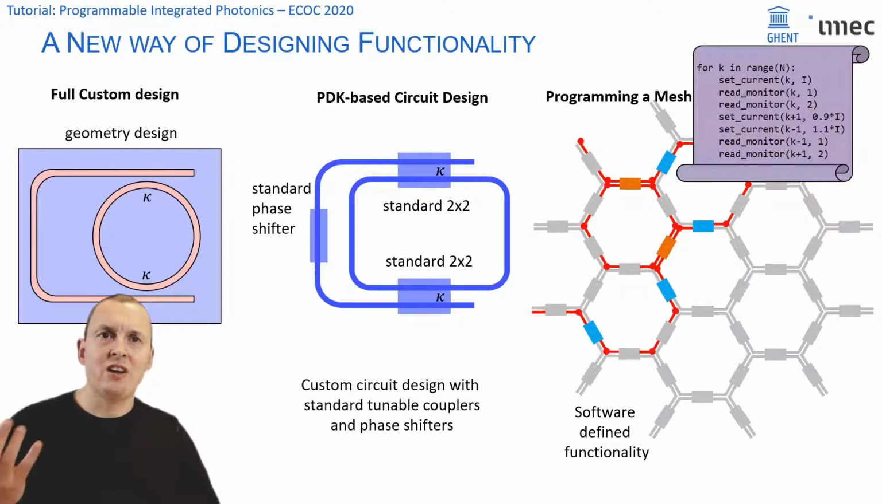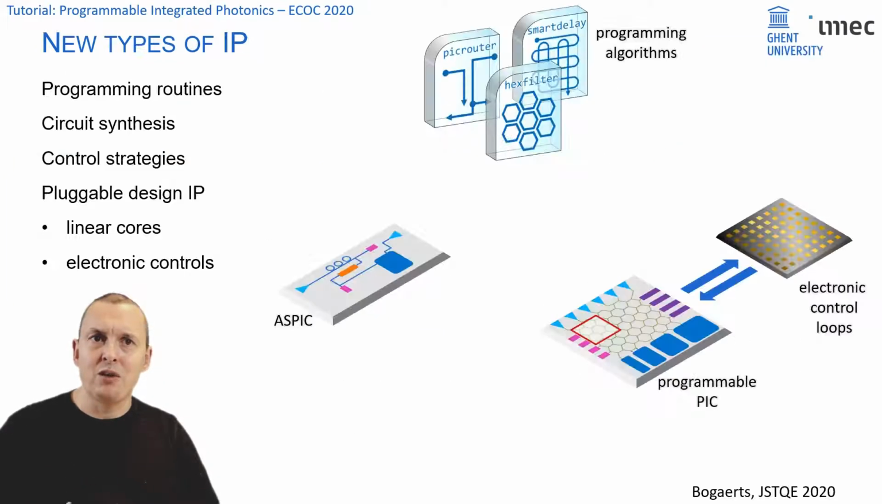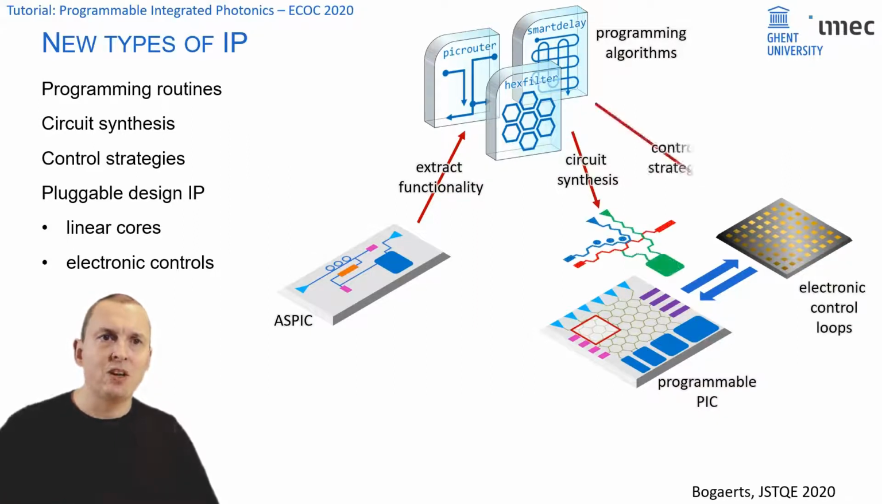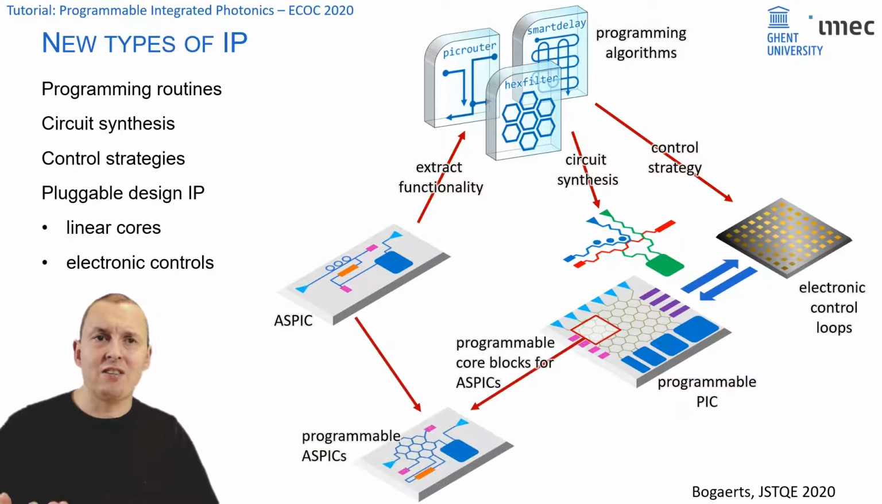This essentially creates an entirely new class of design IP, which already exists in electronics, but is new for photonics. Like how to translate a circuit description into a configuration that can be programmed on a chip. What are the necessary control routines? And later on, we can bring these together into reconfigurable blocks that can then be used as a unit cell inside custom chips that we want to use.